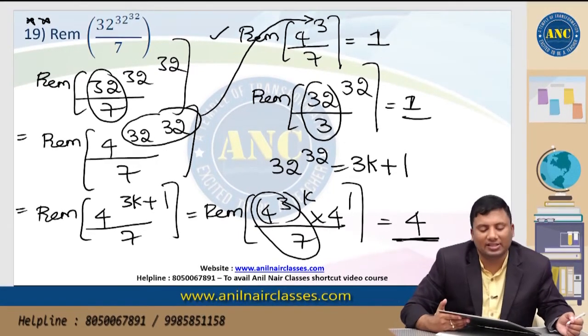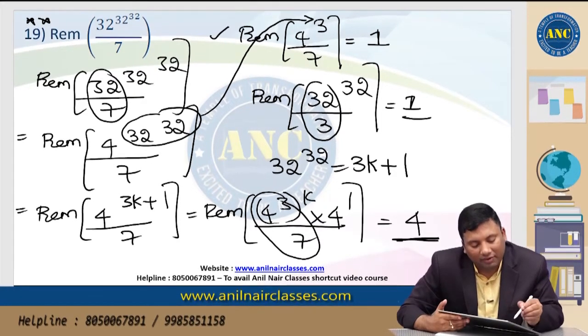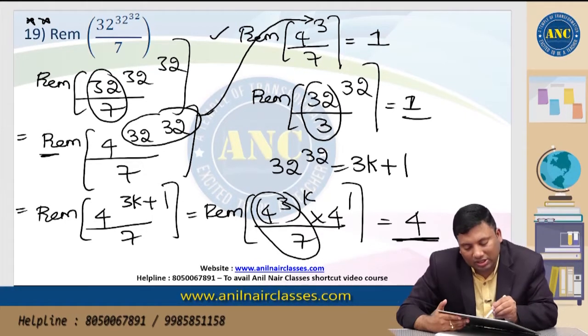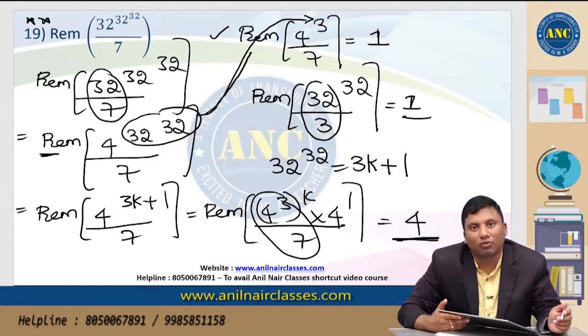I hope the idea is clear. Again I am explaining for the second time. 7 4s are 28. Remainder is 4. 4 power 32 power 32 divided by 7. After this, the step is extremely important. Which power of 4 when divided by 7 will give me plus 1 or minus 1? 4 cube divided by 7 is plus 1.